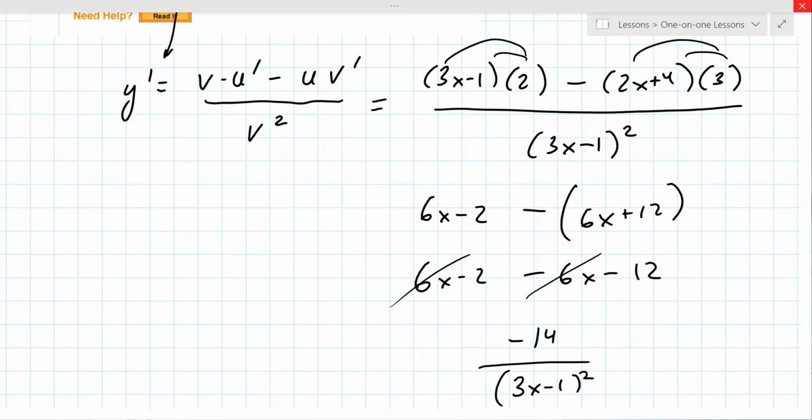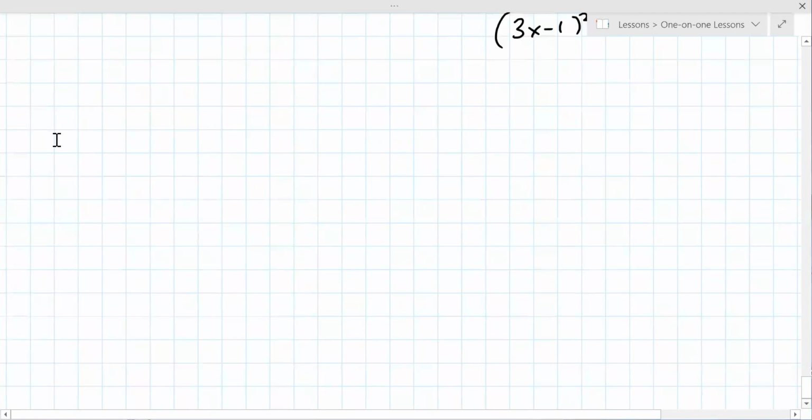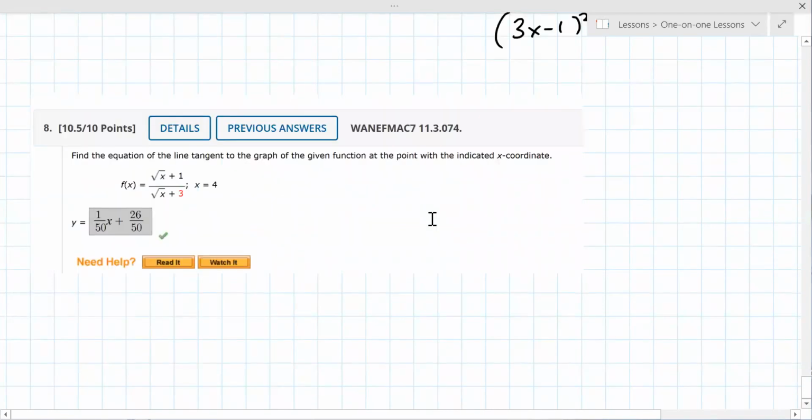Actually, this eight touches on another topic that's probably going to be on your exam. So let's do this. Find the equation of the line tangent to the graph at the indicated x coordinate.